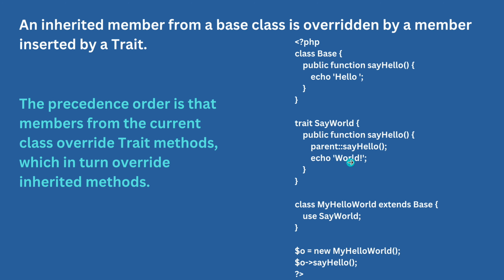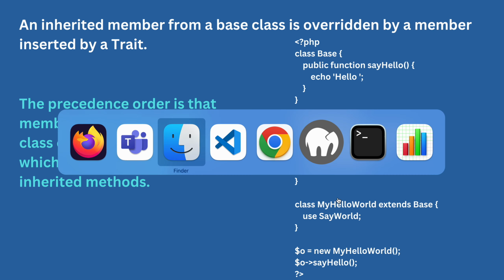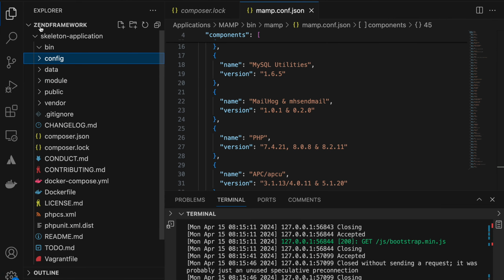So the precedence order is that the member from the current class overrides trait methods, which in turn override inherited methods. So if I am writing any method here which has the same name, that will override trait methods and also the base class method, right? So let us see with some examples, then I hope that will make more sense. One second.